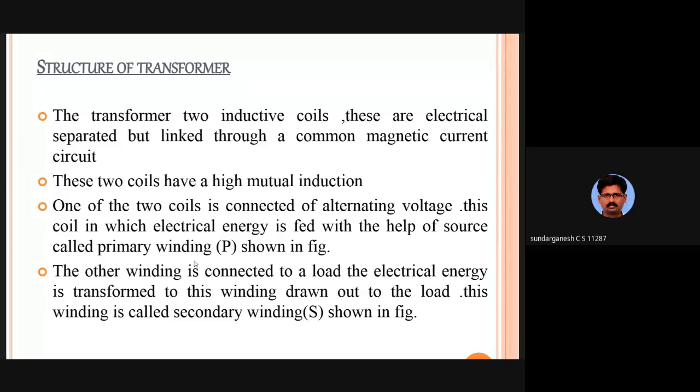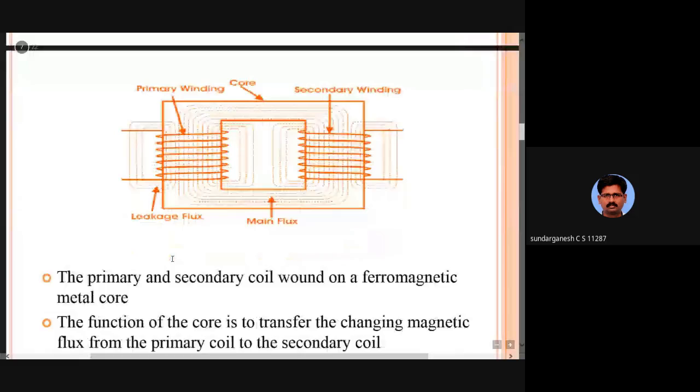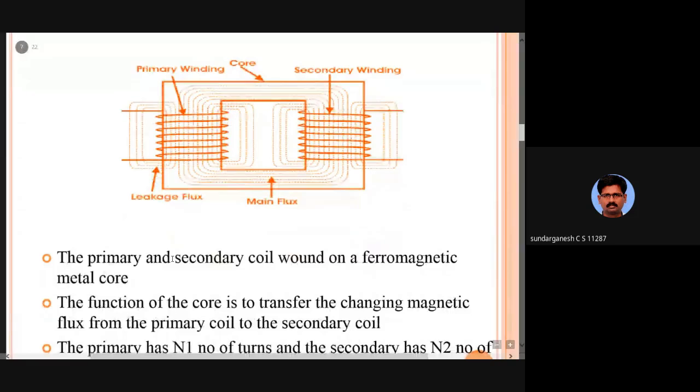As I already told, there are two coils. One coil is connected to the alternating input voltage. That coil is fed with the electrical energy from the source, and is the primary winding in the figure. The other winding is connected to a load, and the electrical energy is transferred to it. This winding is called the secondary winding. So: primary winding and secondary winding.